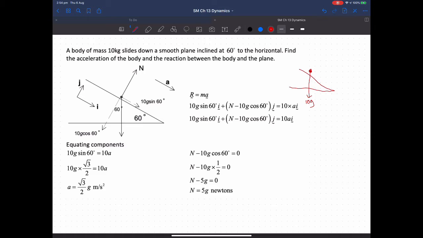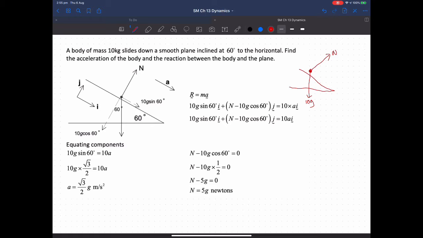The normal reaction operates perpendicular to the surface. Now, all the questions we've done until this point, we've had a horizontal surface. This time we have a surface that is a slope. So it is perpendicular to the surface of the slope. Now, let's see what else we have.